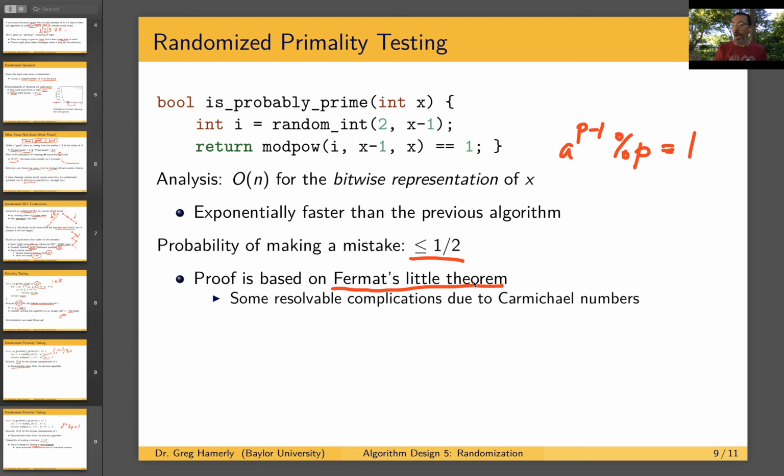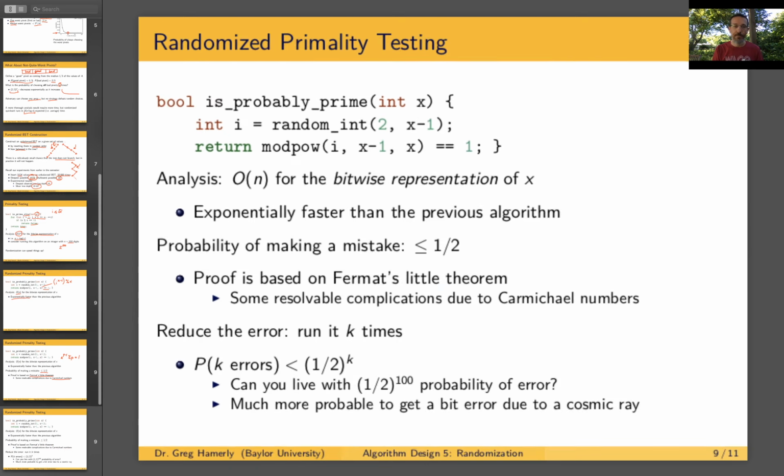Composite numbers are not always equal to 1, though sometimes they are. But it turns out that at least half the time, a composite number will return a non-1 number. In fact, at most half the time will it return 1 and lie. There are some complications due to something called Carmichael numbers. That's outside the scope, but they can be resolved very easily, and the algorithm still runs quickly, okay?